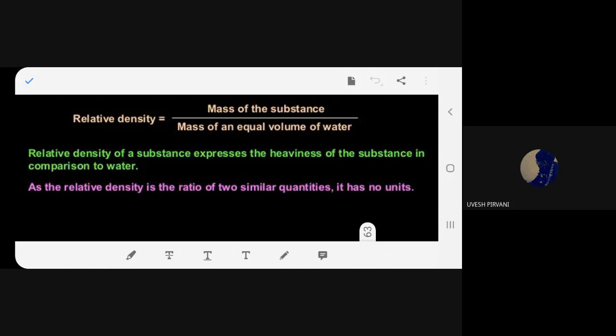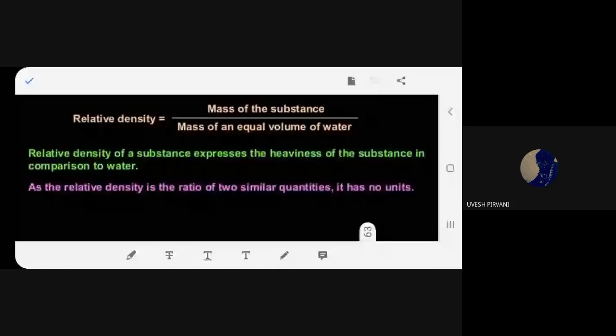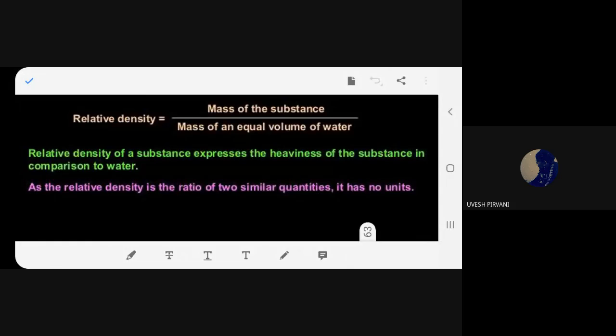Relative density: mass of the substance over mass of an equal volume of water. Relative density of a substance expresses the heaviness of the substance in comparison to water. Relative density is the ratio of two similar quantities. It has no units.